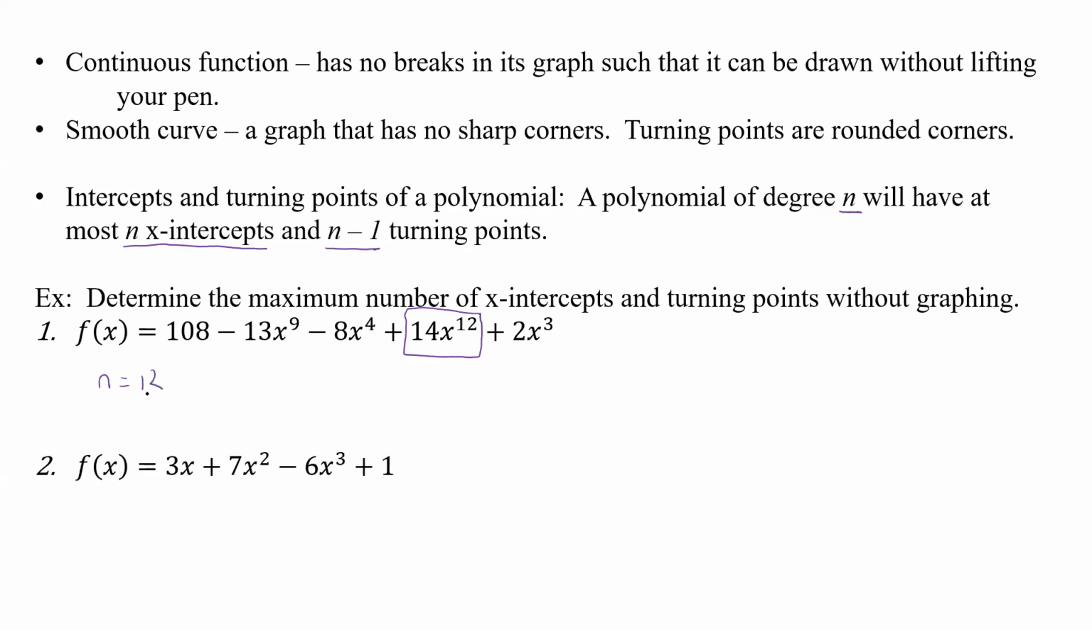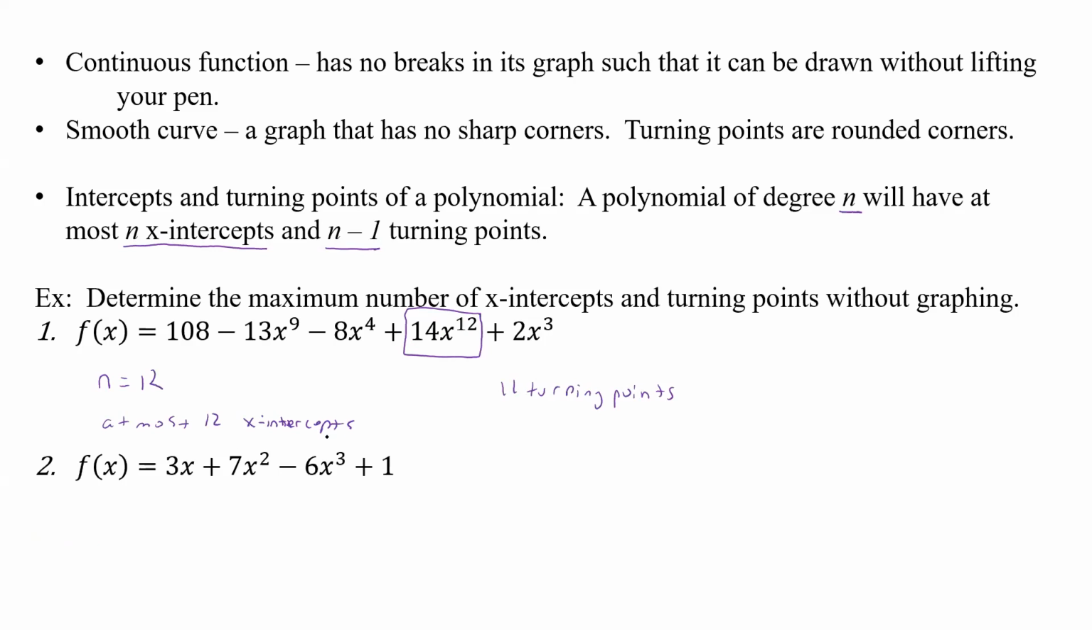I'm not going to rewrite the whole thing. I'm just going to look at it and say, okay, n is equal to 12. So that means I have at most 12 x-intercepts. And then I have 12 minus 1, or 11 turning points. Okay, and that's just from this equation, knowing that the highest power is going to be my n, and so n is the most number of x-intercepts possible, and n minus 1 is the most number of turning points.